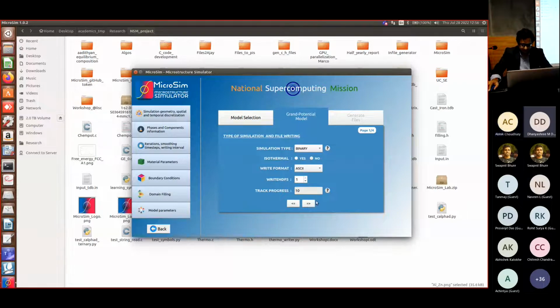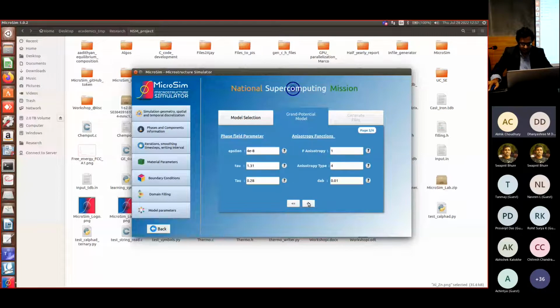OK, this track progress key allows you to print out on the screen as frequently as you want. So this tells you that after every 10 steps, you will print out information. You can change this number to 100 or whatever you want to choose. These are again parameters, so you can read what these parameters are. This is a parameter that scales the interface width.